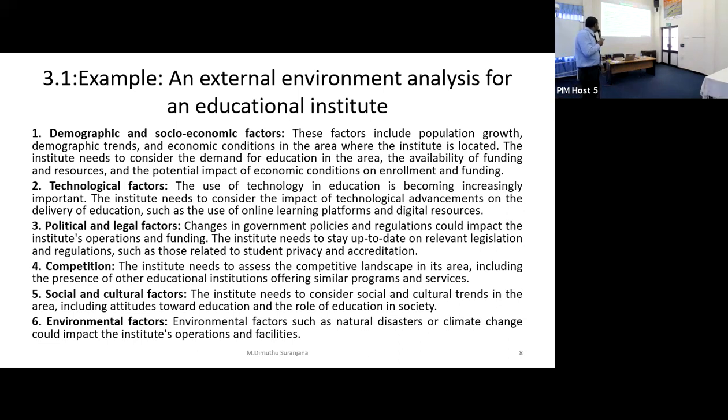So next, environmental factors. How do natural disasters and climate change affect operations? If there is an earthquake, what will happen? Tsunami, what happened? You know that, that affects school education.